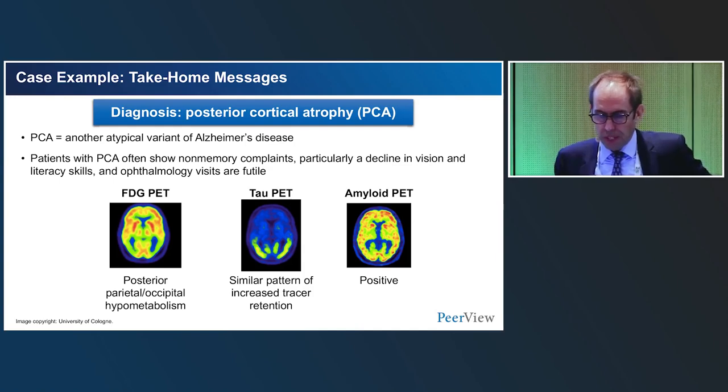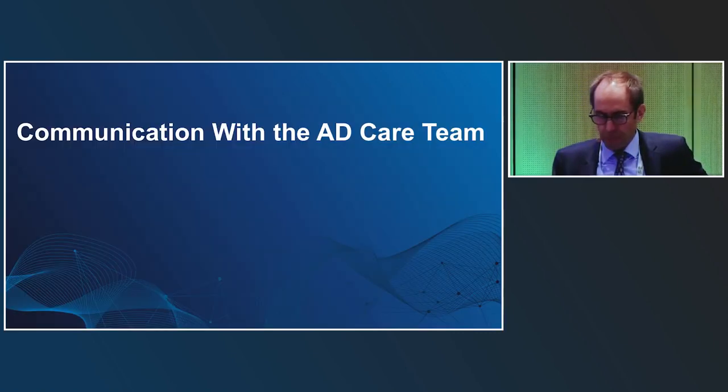An atypical variant. These patients often have visual problems first, and the amyloid PET is, of course, positive here, demonstrating that this is in fact atypical Alzheimer's disease. Tau PET may also provide evidence in the same direction.